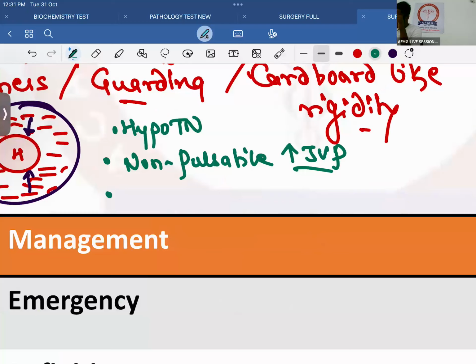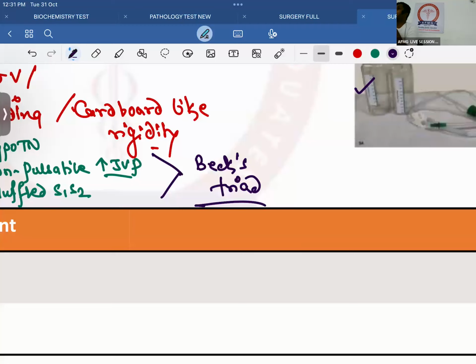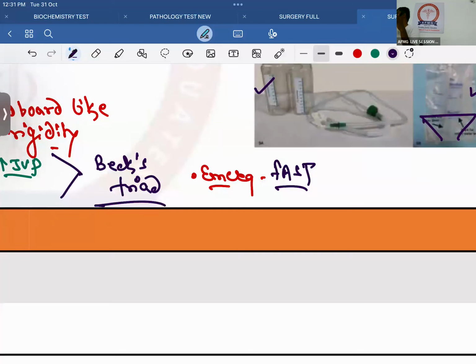What is the emergency investigation in a case of cardiac tamponade? Very good. We know, if they ask emergency investigation, that has to be our FAST. FAST is focused assessment with sonography in trauma. So it is the rapid ultrasound which usually takes 2 to 4 minutes. How many passes are there in FAST, beta? There are 4 passes. Very good.